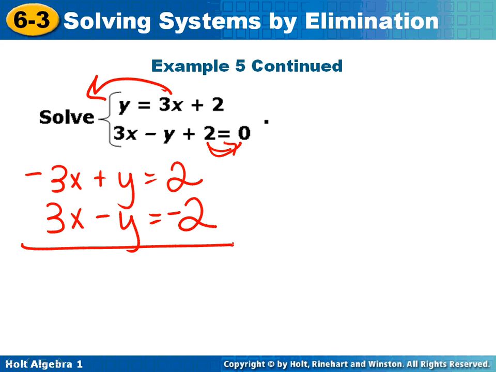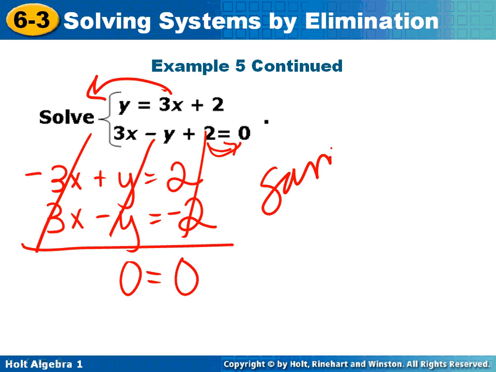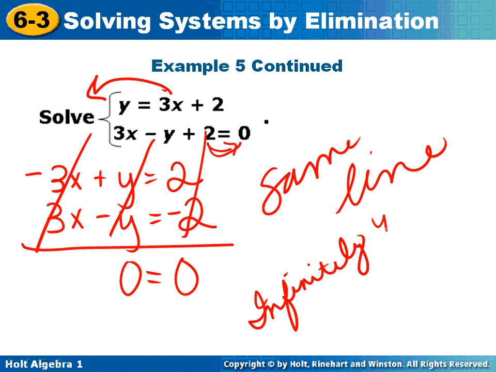Solving by elimination, I notice that the 3x cancel. So I cancel, and I cancel, which gives me a 0. The 2 and the -2 also cancel, so I get 0 equals 0. Well, 0 really does equal 0, so these lines, not only do they never intersect, they always intersect because they are the same line. And the way you say that they're the same line is you say that they intersect infinitely many times. Infinitely many.